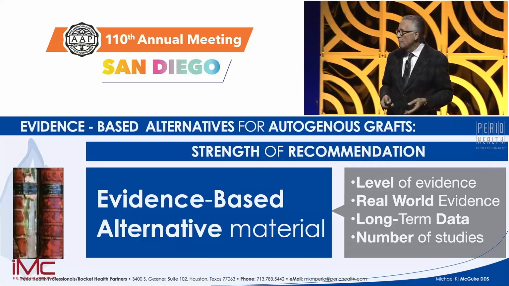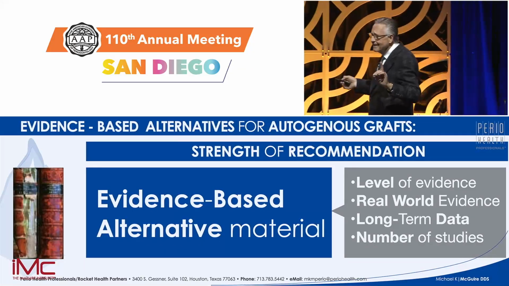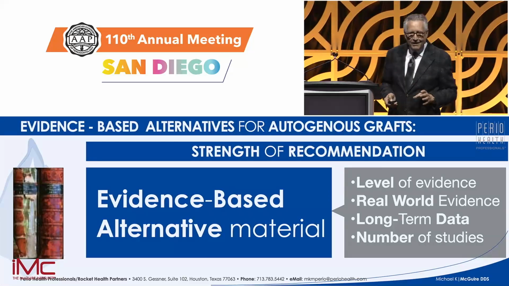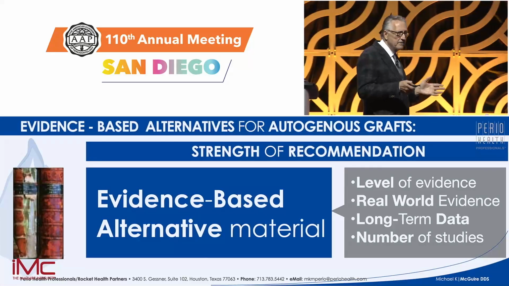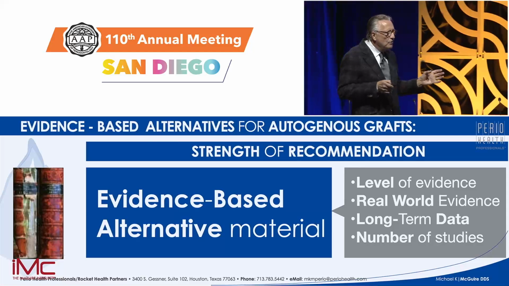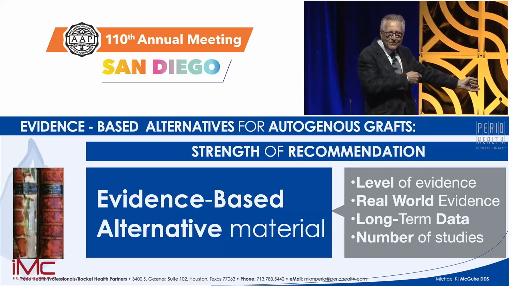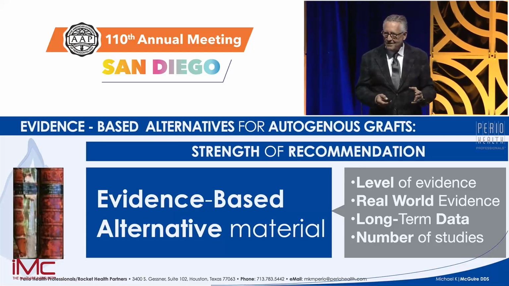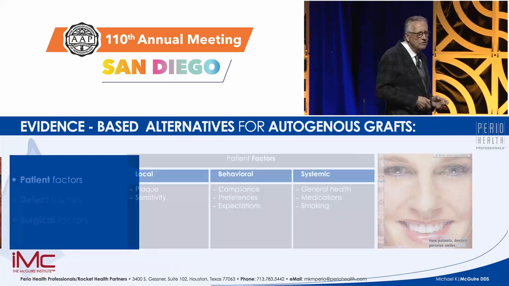And finally, numbers of studies. Is there only one study out there? The papilla one I showed you, only one study, so probably can't really count on that a whole lot. But do you have enough studies that meta-analysis and systematic reviews can be made? And do you have other studies that come up with the same results as our studies, confirmatory kind of studies? So you want to look at what's the strength of recommendation for each one of these alternatives.